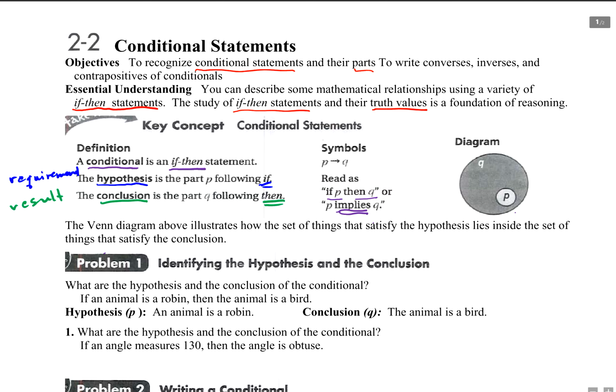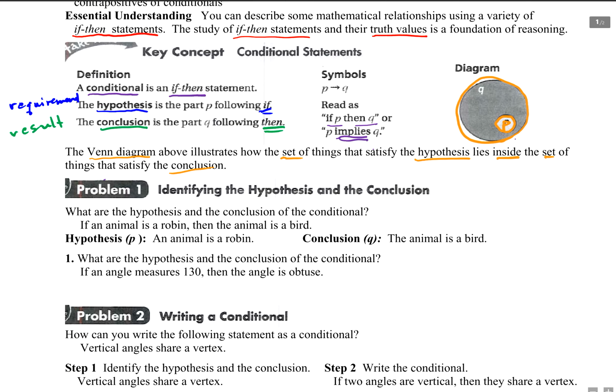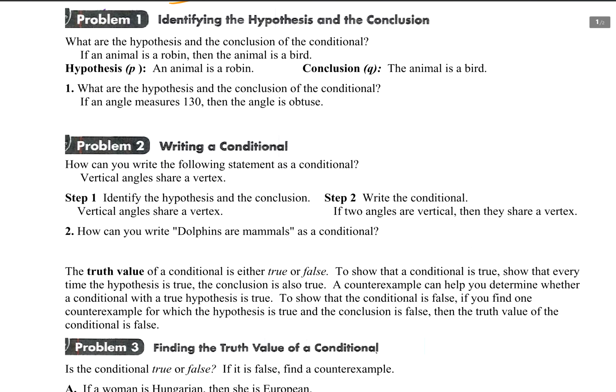We can also represent these as a Venn diagram, and you can see that the set of things that satisfies the hypothesis, so our hypothesis is P, is inside the set of things that satisfy the conclusion. The conclusion is out here. So the things that will satisfy your hypothesis are inside the set of the results. Your requirements are inside your results. Let's take a look at these. Examples are always a good way to go.